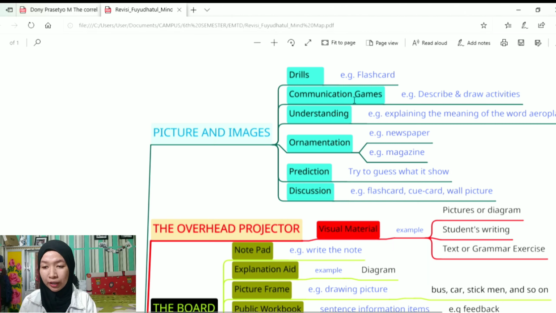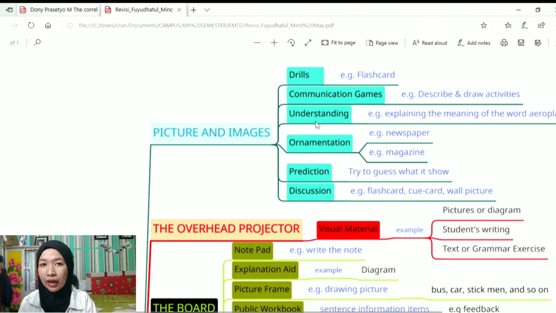And the second is communication games. For example, describe and draw activities. Teachers use the picture for creative writing, and then students will be able to make a conversation about the specific topic. They have to pick up the card and explain what the card shows.